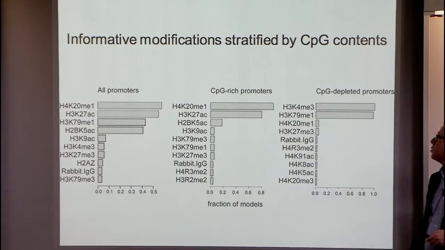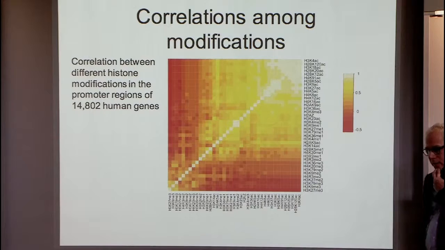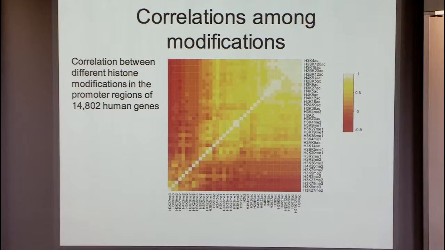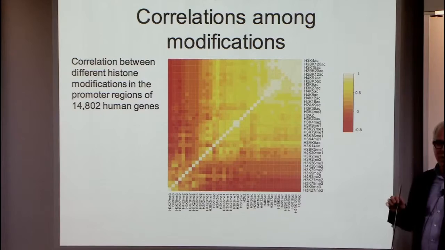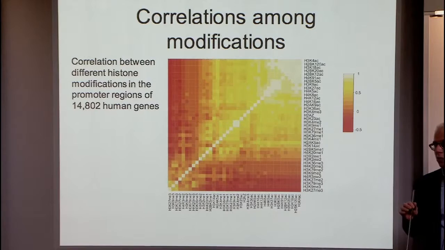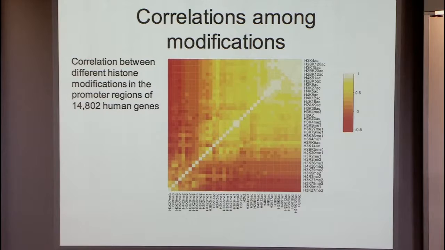So that was a few years back. And at that time, we were also a little bit frustrated or intimidated by all these histone modifications, because we had selected these particular supposedly important histone modifications. But at the same time, when you look at genome browser output, you see that some of them are very strongly correlated with each other.